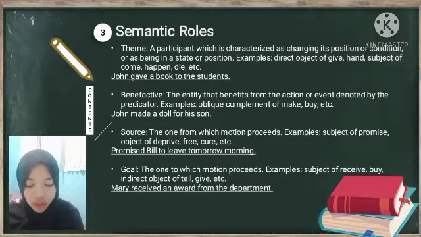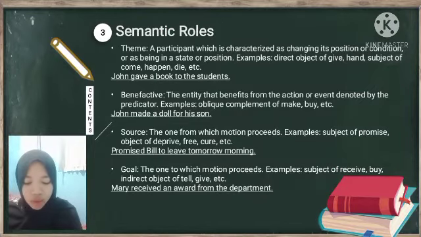The sixth one is source. Source is the one from which motion proceeds. Examples are the subject of promise, the object of deprive, free, cure, and etc. Example sentence about source is: Bill promised to leave tomorrow morning.